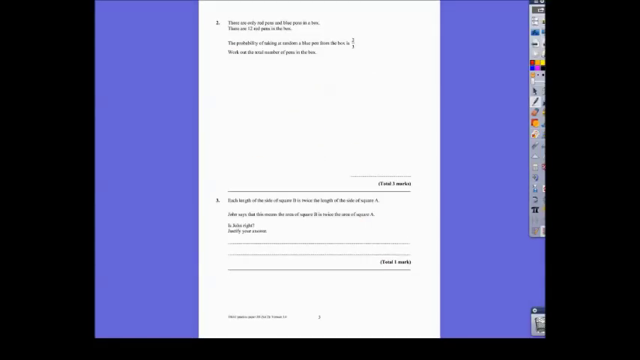Question 2. There are only red pens and blue pens in a box. There are 12 red pens. The probability of taking a blue pen is 2/3. So 2/3 are blue. That means that 1/3 must be red. And we know that there are 12 red pens. So if 1/3 is red, then 2/3 must be double that, which is 24. So altogether, there must be 36 pens.